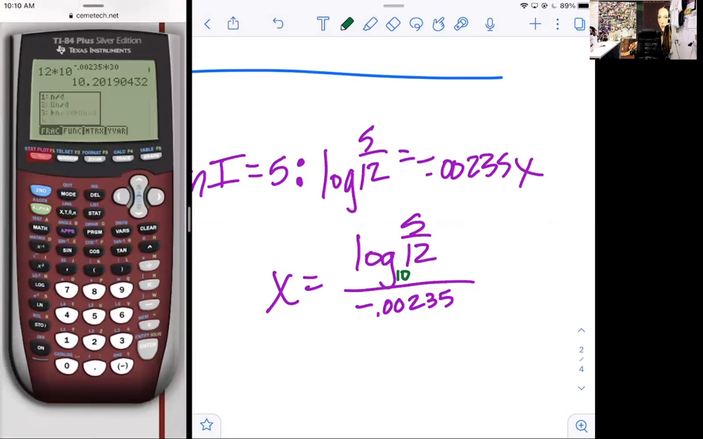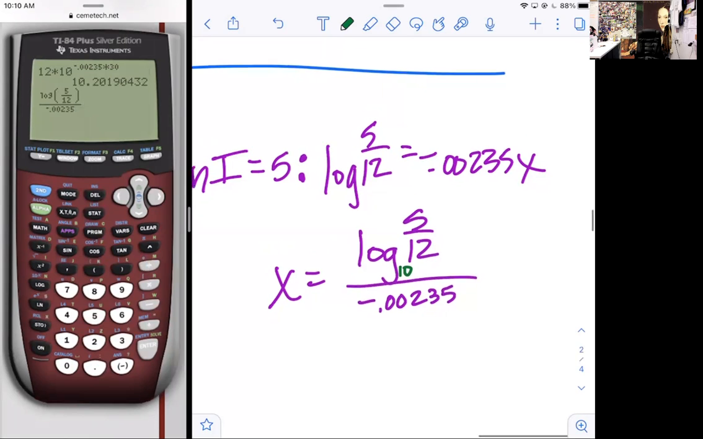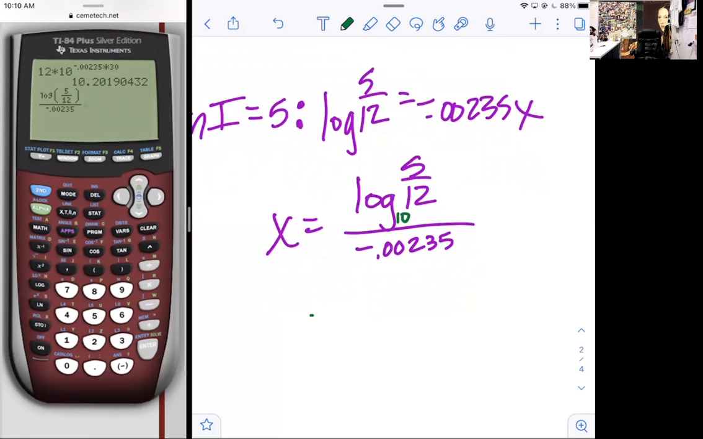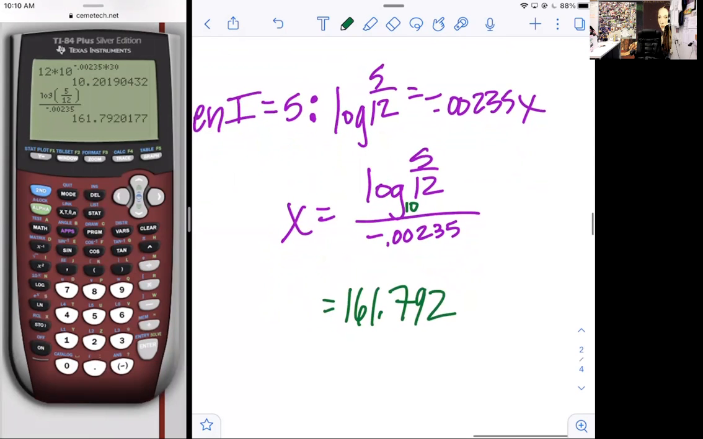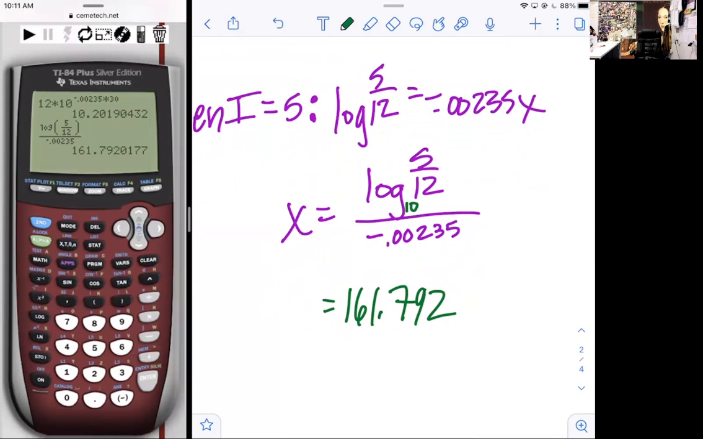Here we go. We get log, 5/12. Always try to use the horizontal division bars when you can. And then divided by negative 0.00235. Double check, triple check, make sure it looks like it is on your paper, except it's not purple. And then we put equals, we can work straight down, and then boom, 161.792, rounded or truncated, 3 decimals. And now we're done, right? Now we walk away with a smile on our face. Yes or no?